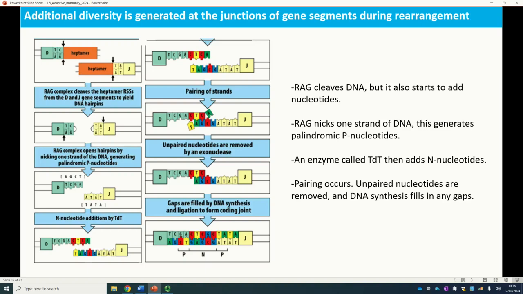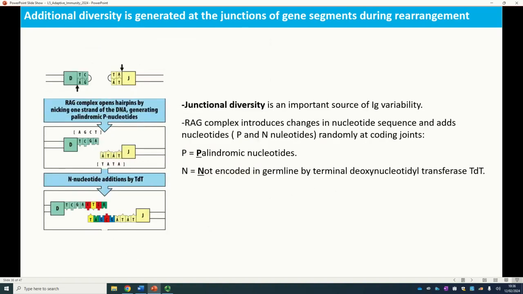So by this process, by this addition of the P and the N nucleotides, you're building up this random sequence at the junction of these VDJ segments. So that's giving you that extra variability. And this is just summarizing that, highlighting where we get the addition of the P nucleotides, the palindromic, and then the N nucleotides to generate that random junction.